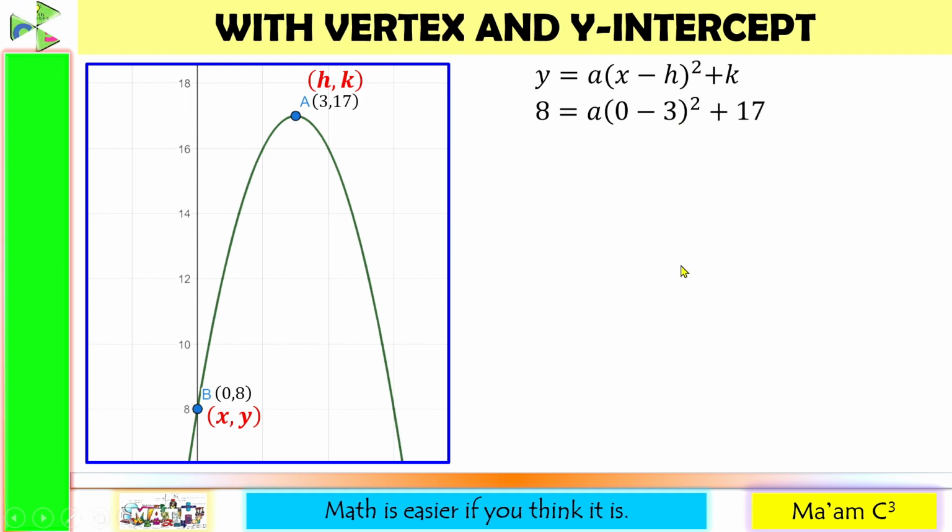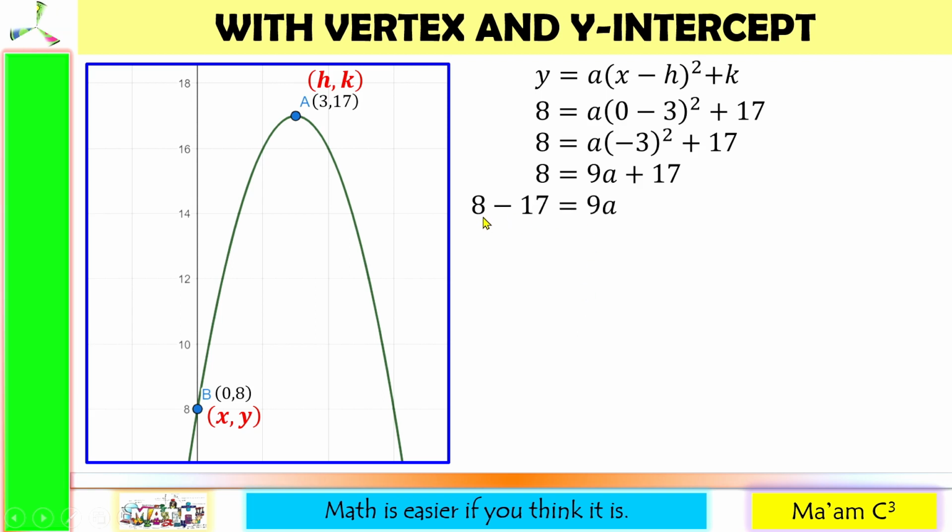0 minus 3 is negative 3. Negative 3 squared is positive 9, times a is 9a. To solve for a, I'm going to move this to this side. It will become 8 minus 17 is equal to 9a, and 8 minus 17 is negative 9. To solve for a, I'm going to divide both sides by 9. This will cancel out. Negative 9 over 9 is negative 1. So my a is equal to negative 1.